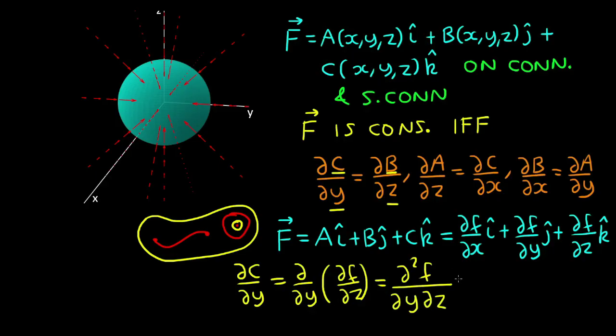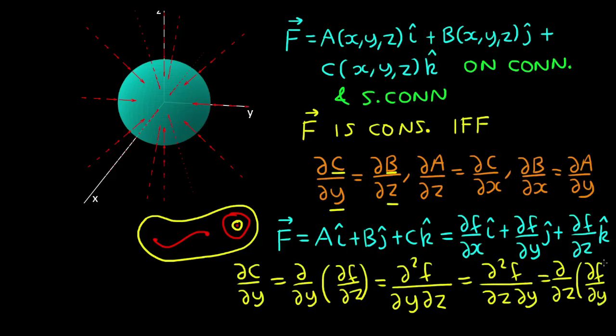And using Clairaut's theorem, or the mixed derivative theorem, we have the second partial of f with respect to z and y, which is the same as the partial with respect to z of the partial of f with respect to y. So we see the partial of f with respect to y is equal to b. So that's equal to the partial of b with respect to z. And you can prove the other relationships in a similar way.